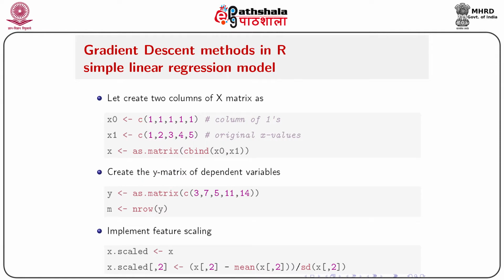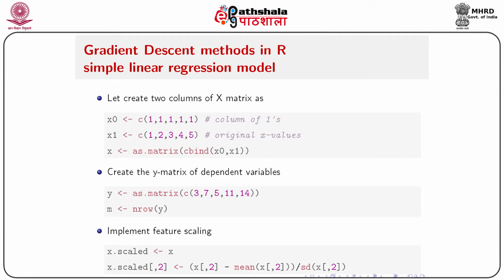So let's implement it in R. Let's create a 2 columns X matrix, where X naught is 1 1 1 1 1, and X1 is 1 2 3 4 5. So X as a matrix, cbind as.matrix, cbind X naught X1. Then create the Y matrix of the dependent variable as.matrix c(3, 7, 5, 11, 14), arbitrarily entered, and you will get the Y matrix. And m is the length of Y, that is the number of rows of Y.